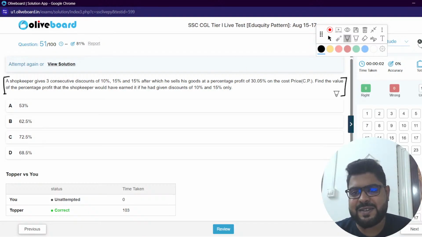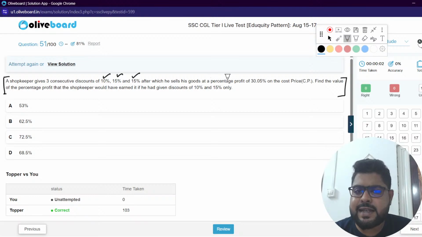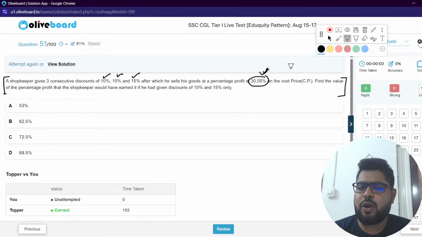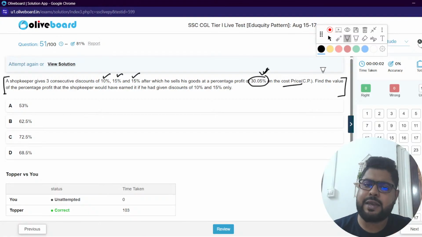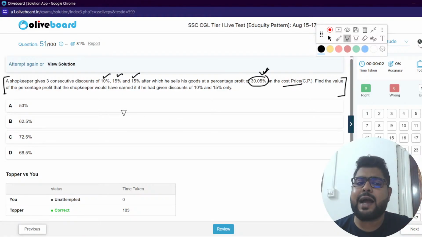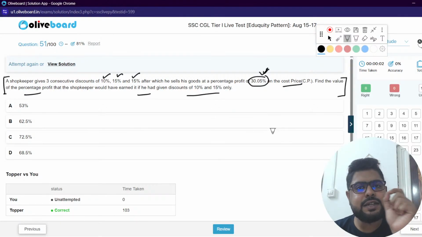Let's try and solve this, everybody. A shopkeeper gives three consecutive discounts of 10%, 15%, and 15%, after which he sells the good at a percentage profit of 30.05 on the CP. Even if "on the CP" is not given, that also means it will be sold on CP itself. Find the percentage profit that the shopkeeper would have earned if he had given discounts of this much. Now, please understand there is a trick here.